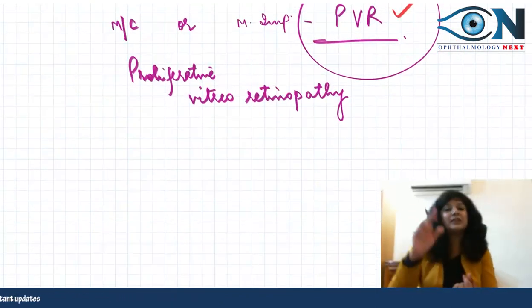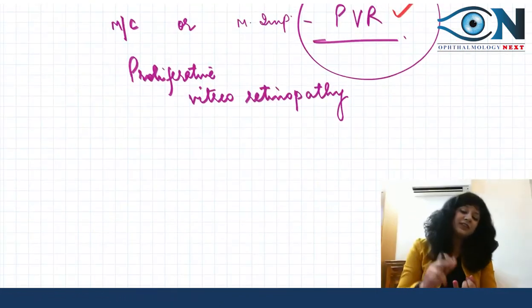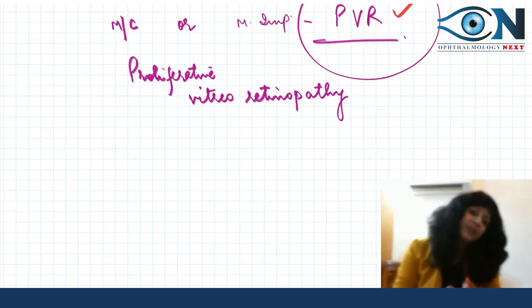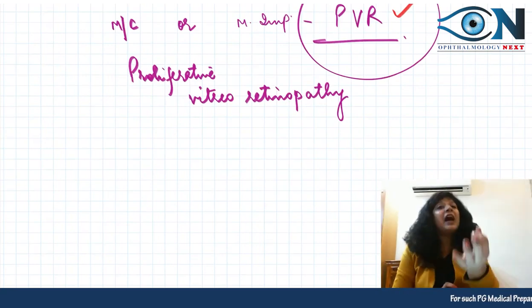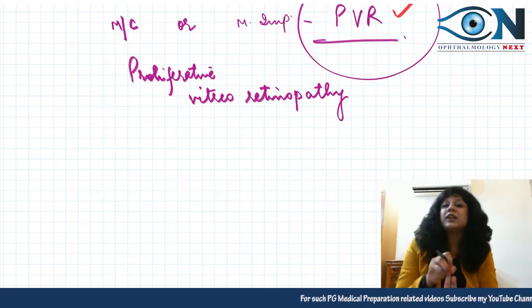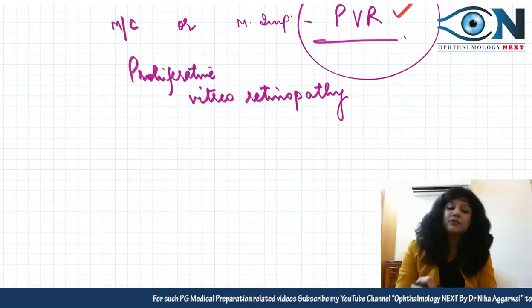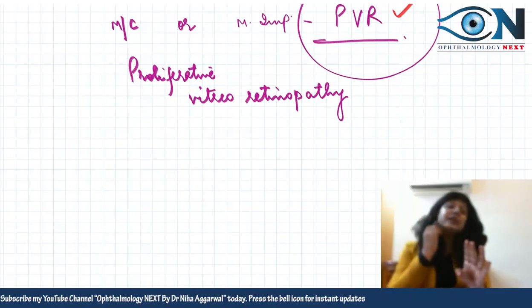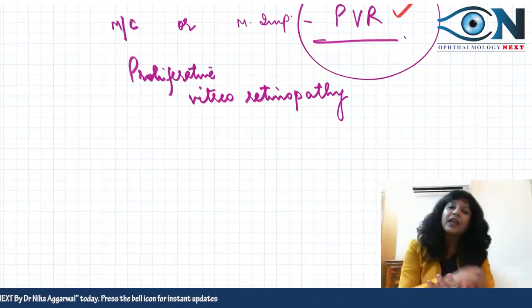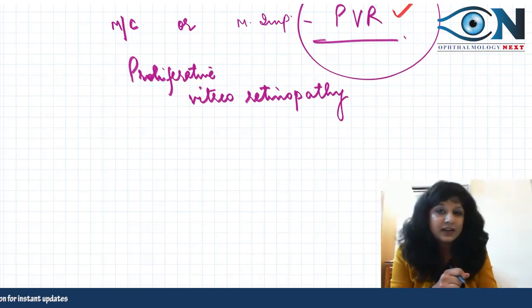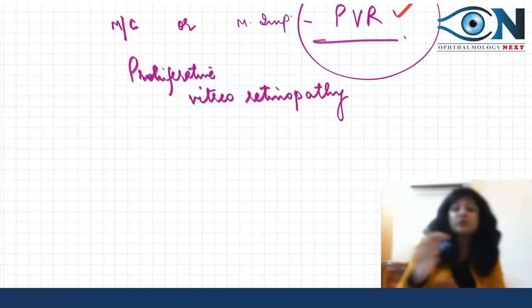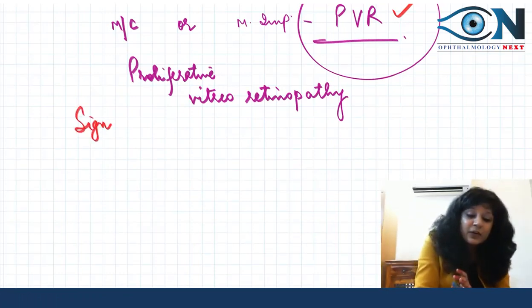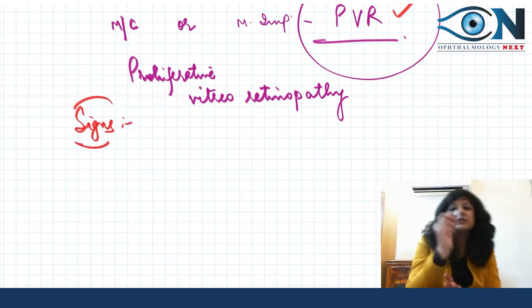Now we have seen the sudden painless diminution of vision, we have seen photopsia, we have seen floaters. Now what are the other things? Now I am doubting that it was a sudden painless diminution of vision, showing photopsia and floaters. Now I already have in my mind that this person can be having retinal detachment, and that too rhegmatogenous retinal detachment. Now what are the things that I should look for? So let us see what are the signs that I am getting in this patient.